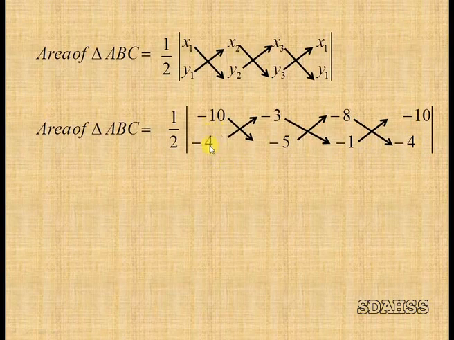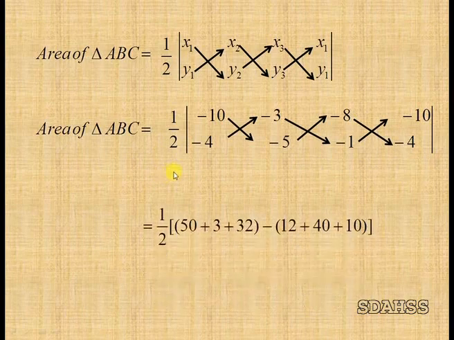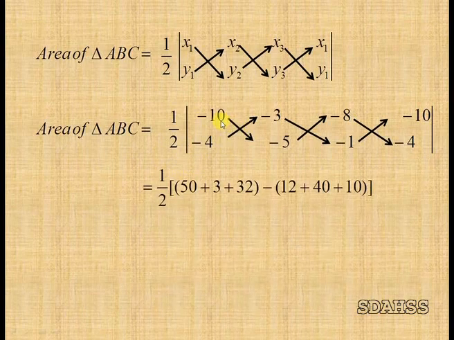(-10, -4), (-3, -5), (-8, -1), (-10, -4). Write the numbers, then multiply. Half, first you multiply in this order, up to down.